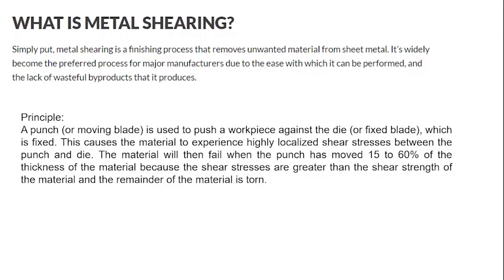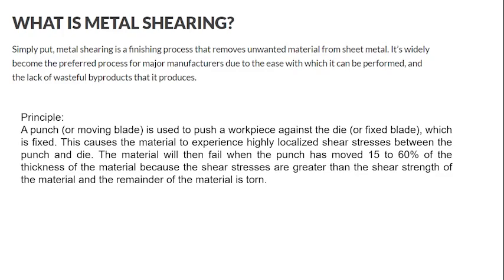Then what is metal shearing? Metal shearing is the process that removes unwanted material from a sheet metal. So what is the principle? A punch will push a workpiece against a die. So there will be a punch, there will be a die.